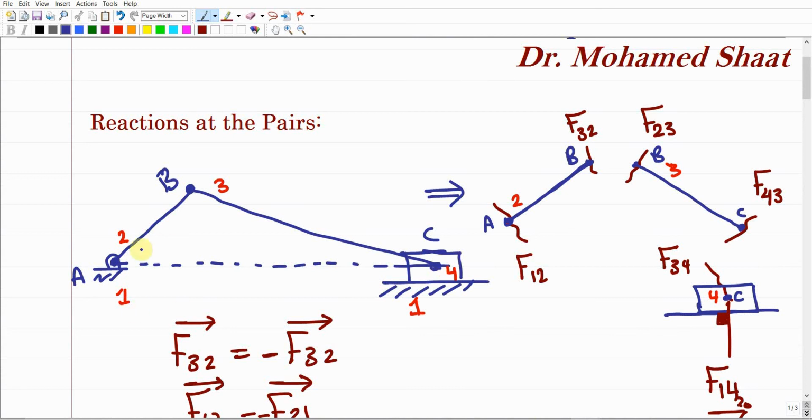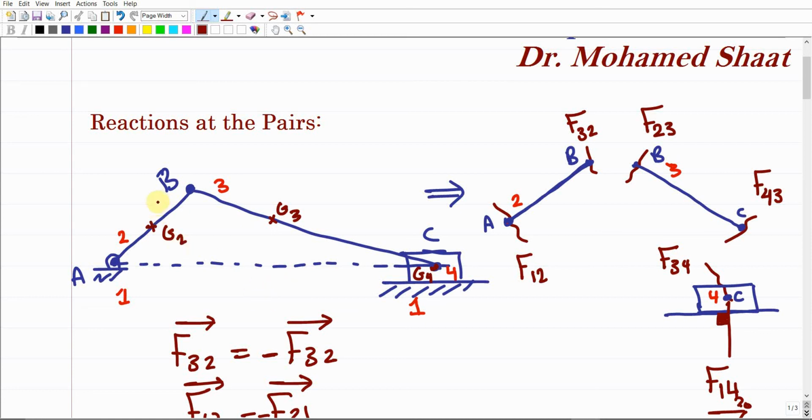Like for example, this length 2 is going to rotate, so it has an inertia force plus an inertia moment. Inertia force, because of its mass center. Assume that this length has its mass center located here. So this is G for link 2, and this is the center point for link number 3. And assume that this point is G for element number 4, which is the slider itself. Assume that these G points are already given to us.